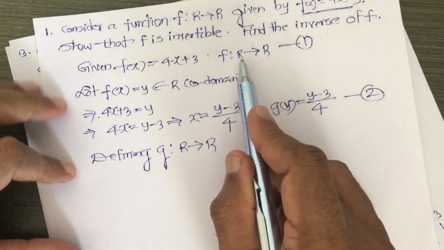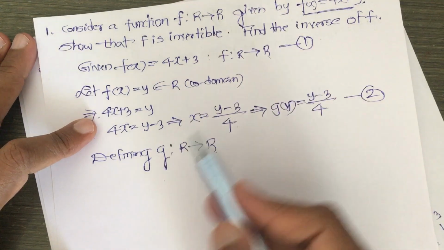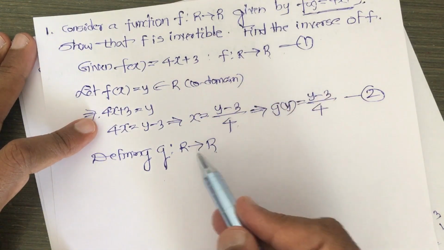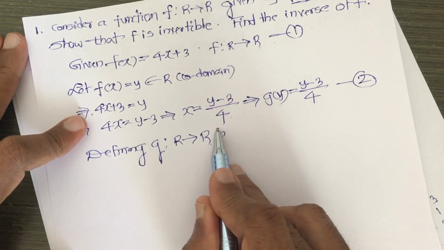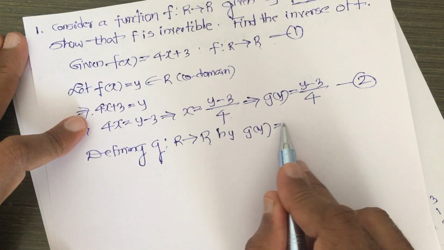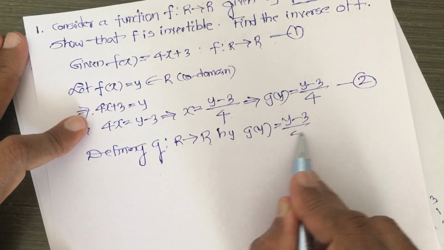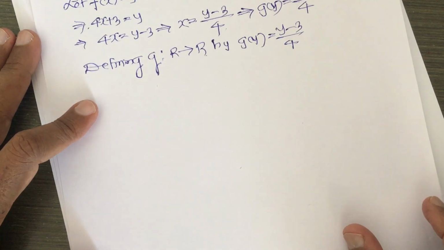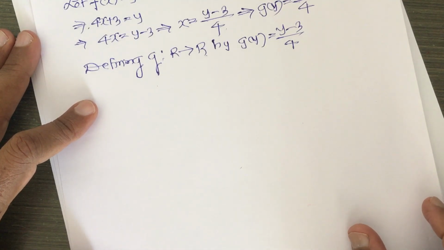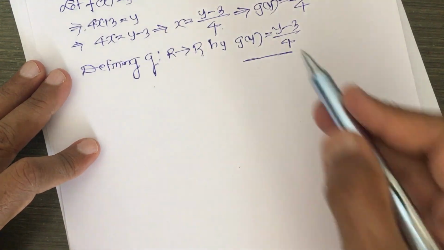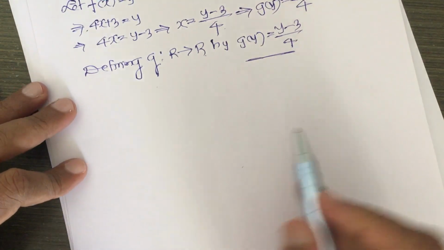Remember, f is a function from A to B, then g is a function from B to A, which is R to R, and it is also R to R, defined by g of y is equal to (y minus 3) divided by 4. Then our aim is to prove that f composite g and g composite f is I, therefore f is an invertible function, and this g of y is the inverse of the function f.